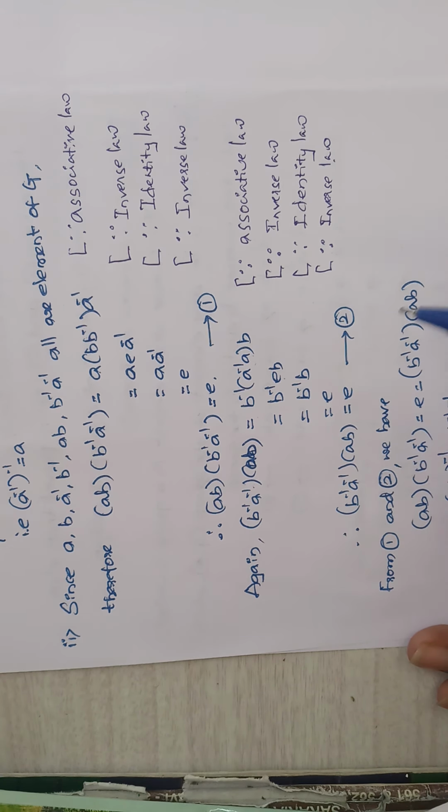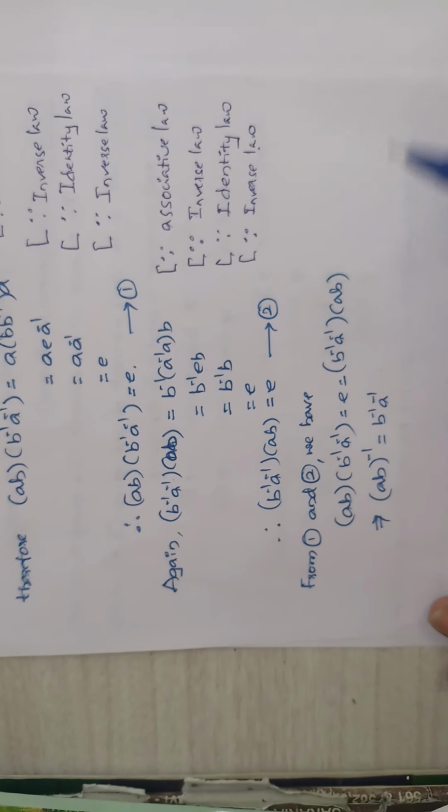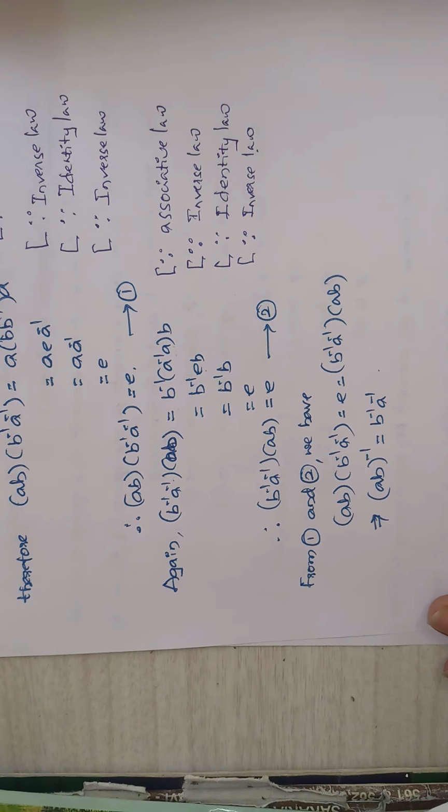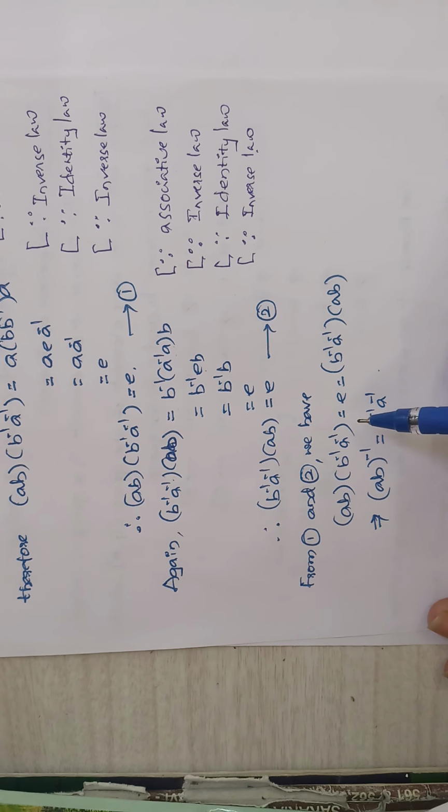So from equation 1 and 2, we can say ab into b inverse a inverse is equal to e, and b inverse a inverse into ab is equal to e. Because of this, we can write a inverse into a is equal to e. Here a inverse is the inverse of a. So here ab becomes the inverse of what?